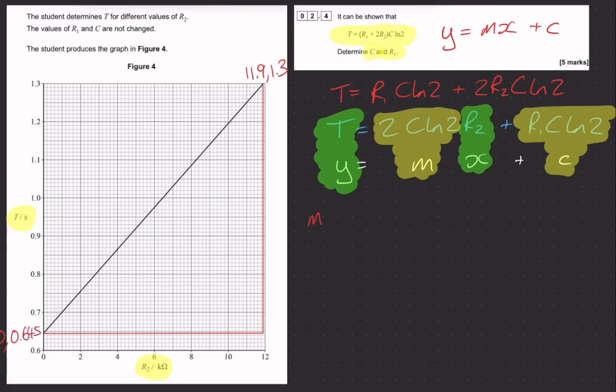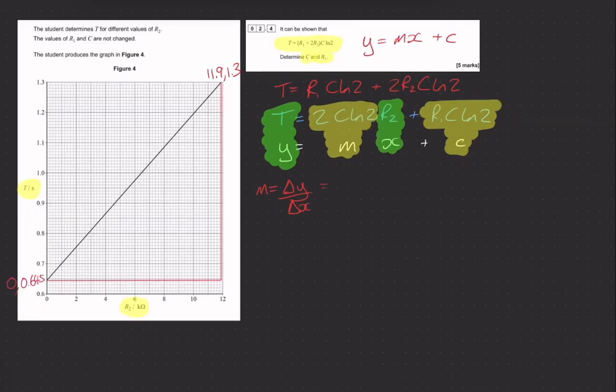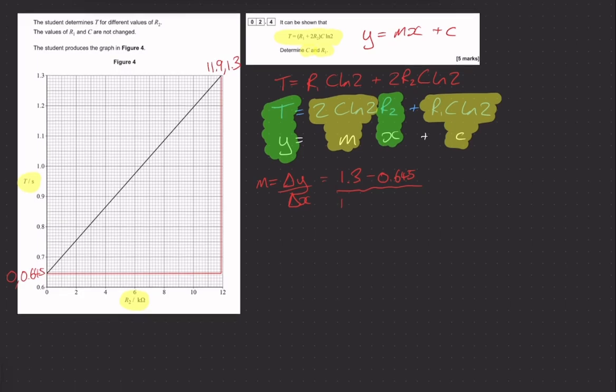So now I can find my gradient m equals delta y over delta x. So that is 1.3 take away 0.645 for the change in y, divided by 11.9 kiloohms. So let's put this into SI units. Let's put it into ohms. So that's 11,900 ohms, take away 0. And that gives us an answer of 5.50 times 10 to the minus 5 for our gradient.